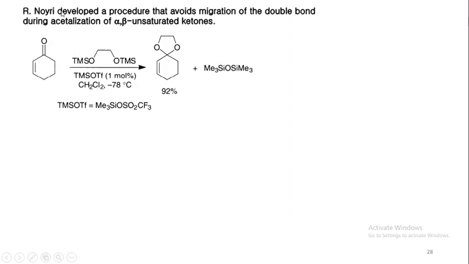In this case, Noyori developed a procedure that avoids the migration of the double bond during the acetalization of alpha beta unsaturated ketone. He used TMS rather than hydrogen, and the bond is not migrated in this case. This is the Noyori developed procedure.